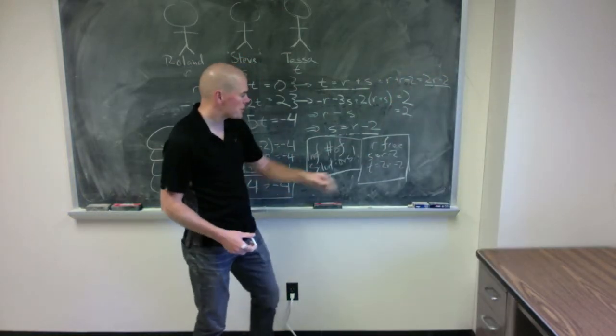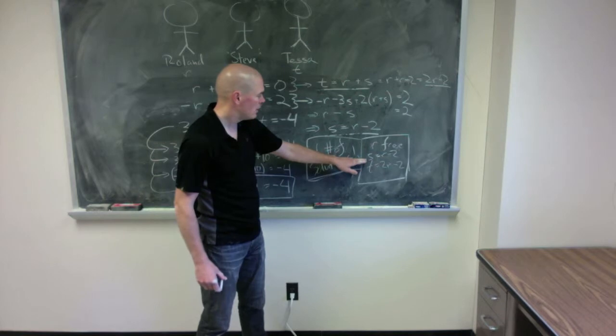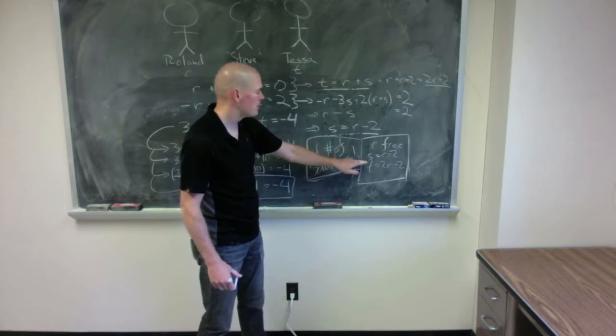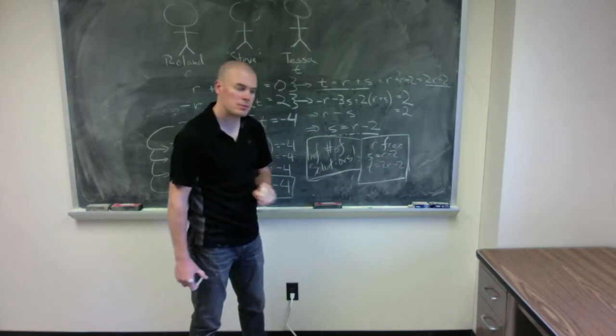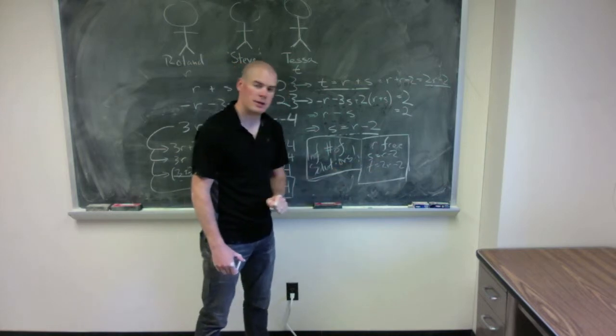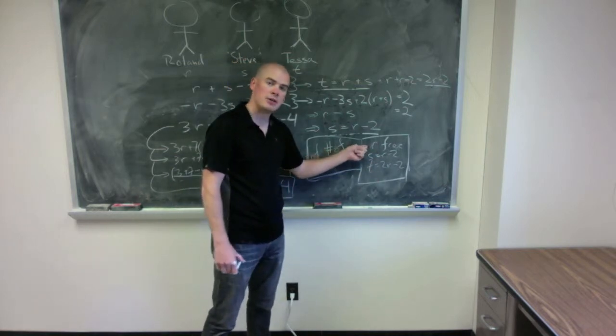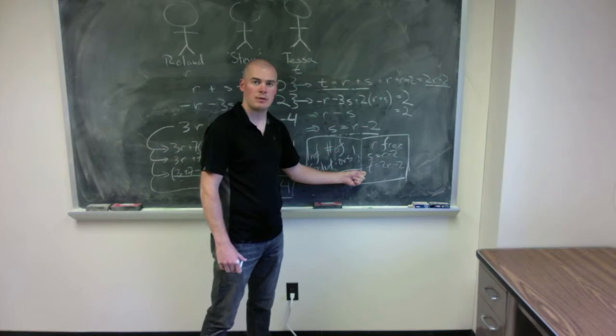Now our full solution set is that r is free, so we can take any real value, and s is equal to r minus 2, and t is equal to 2r minus 2. So once we know Roland's age, we know Steve and Tessa's ages as well.